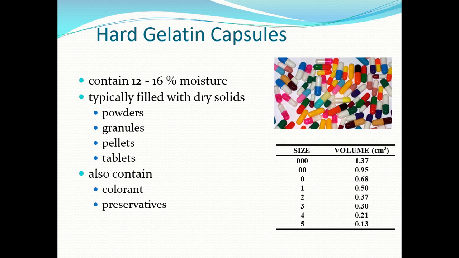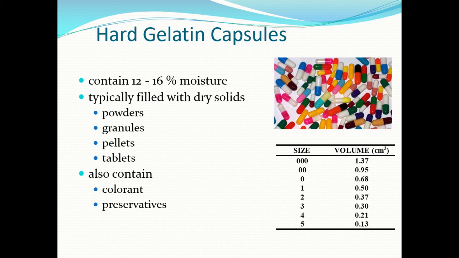And the next thing is, what are hard gelatin capsules? They contain 12 to 16% moisture. That is the most important thing. If it increases, the capsule will become softer. If it reduces below 12%, it will become brittle. So it has to be in the range of 12 to 16%. They are typically filled with dry solids. Anything we can add, like powders, granules, pellets, even some small tablets, can be filled into the capsules. They also contain colorants and preservatives.